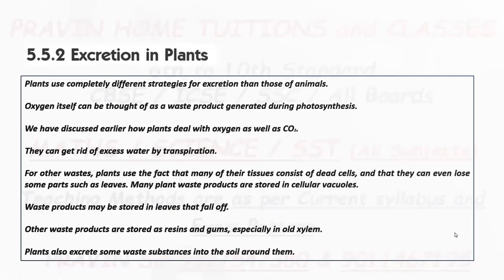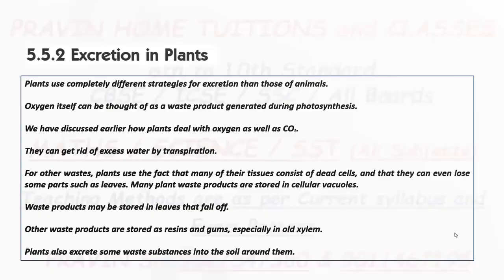Hello friends, in this video, we will learn excretion in plants. How does a plant remove waste products from its body? First, oxygen is generated as a waste product during photosynthesis. It will be removed through stomatal pores, through roots, through stem. Excess water will be removed by the process of transpiration.